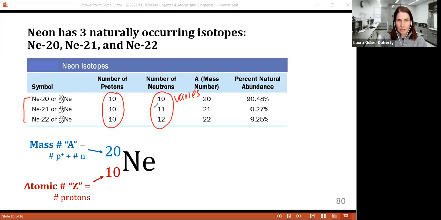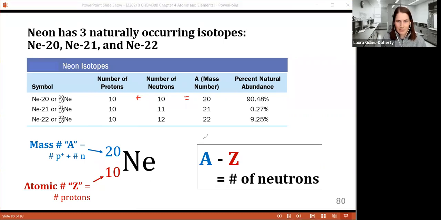So these are 3 isotopes of the same element, 3 isotopes of neon. To figure out the mass number, you add up the number of protons plus the number of neutrons. If you're given just the mass number, like in this example, neon 20, and you want to find the number of neutrons, the number of neutrons is going to be the mass number, 20, minus the number of protons, 10 because it's neon, which gives 10 neutrons. So given the mass number, you can always calculate the number of neutrons, or if you're given the number of protons and neutrons, you can always calculate the mass number.